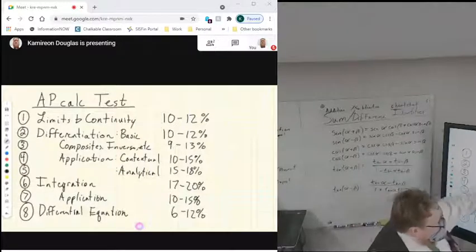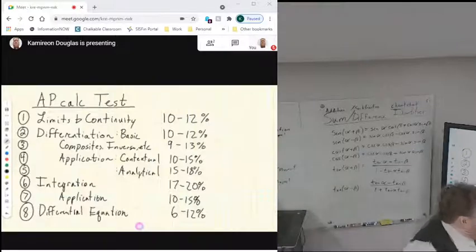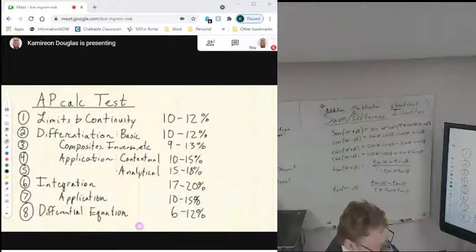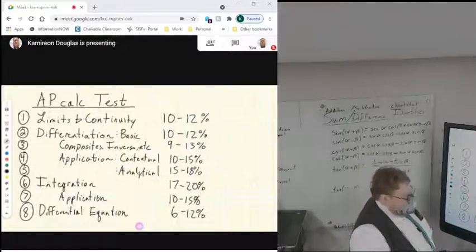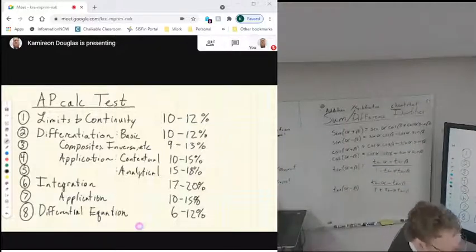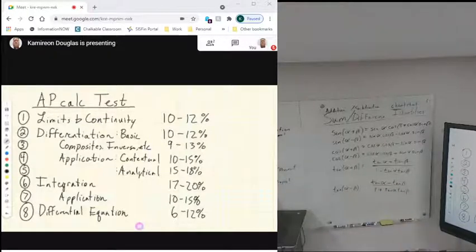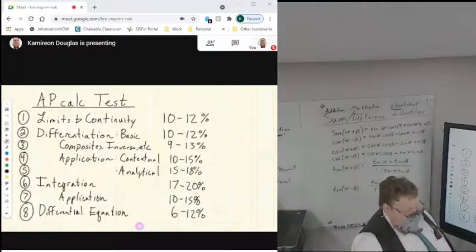So the basic differentiation, like being able to take a basic derivative, 10 to 12%. Using composites or inverses, using things like the chain rule, 9 to 13%. And then your applications, so things like the first and second derivative tests, tangent lines, secant lines, another 20 to 25%. So it's big.